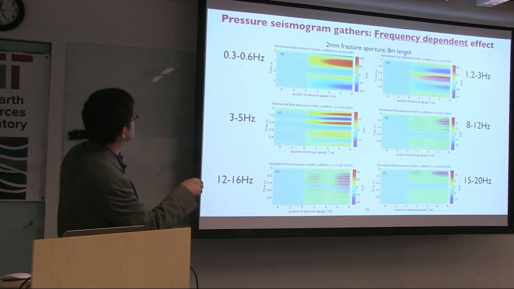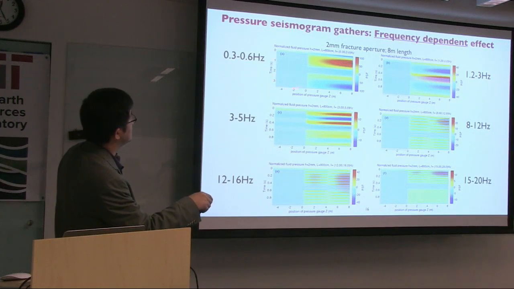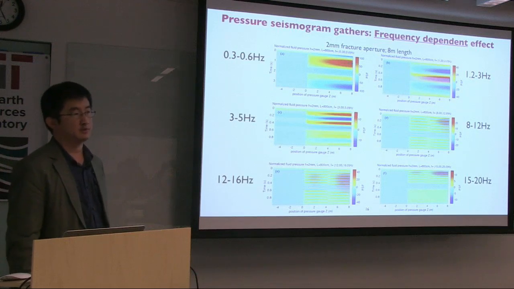So what you see is, if I filter the frequency into 0.3 to 0.6 frequency band, and these vertical is the waveform, horizontal is the position of the receiver. So in the beginning, the amplitude of the wave is 100 times compared to the incident wave pressure.